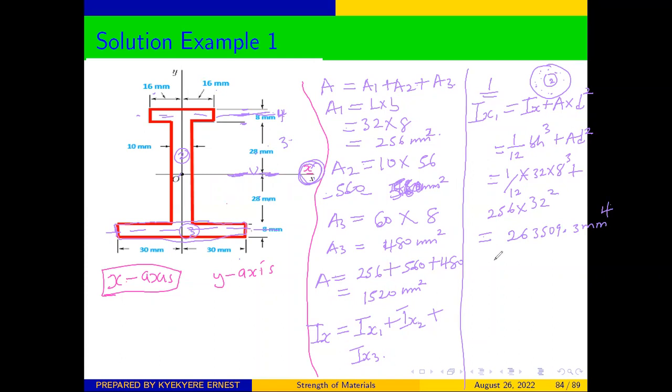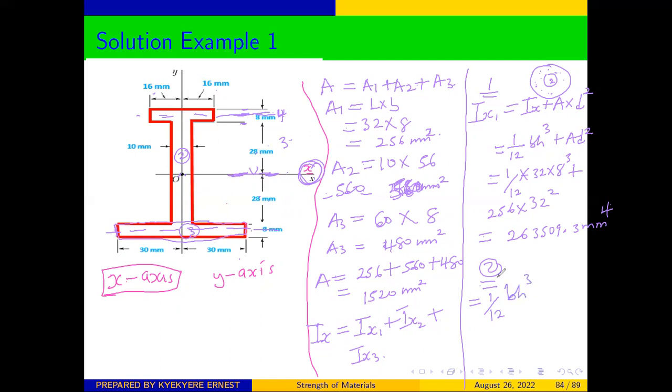Good. Then we come to section 2. For section 2, the centroid is passing through there, so we are not going to use the parallel axis theorem. We just use the formula for finding the moment of area for a rectangle. That is also a rectangle. So the formula is bh cubed.